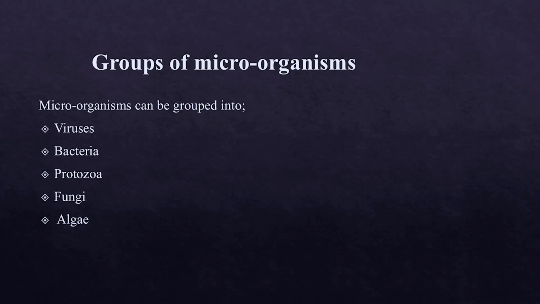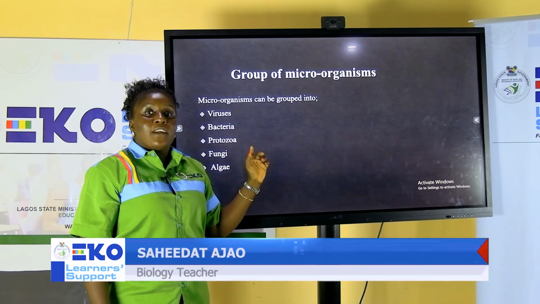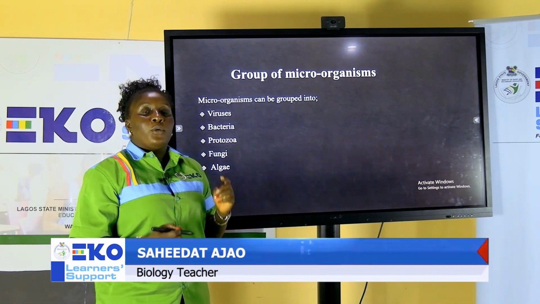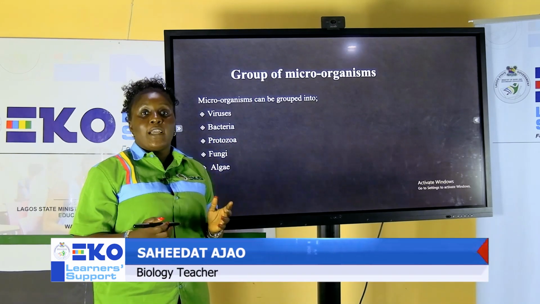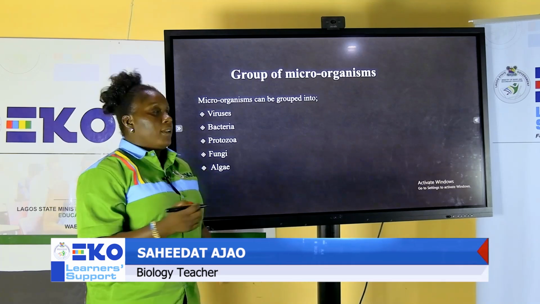These are the groups of the microorganisms. The groups are classified into 5. We have the viruses, we have the bacteria, we have the protozoa, we have the fungi, and also we have the algae.